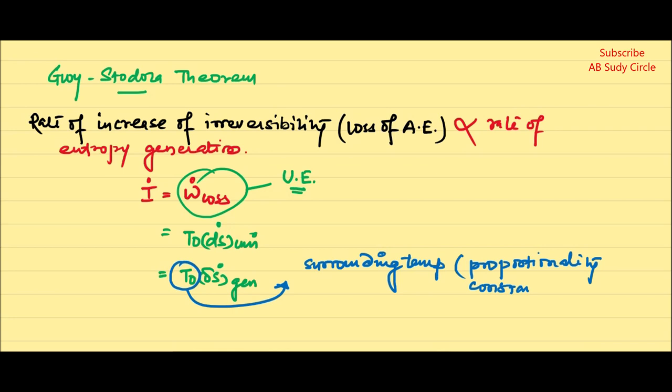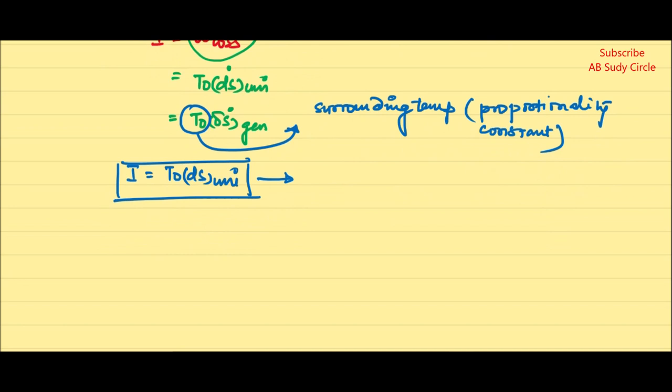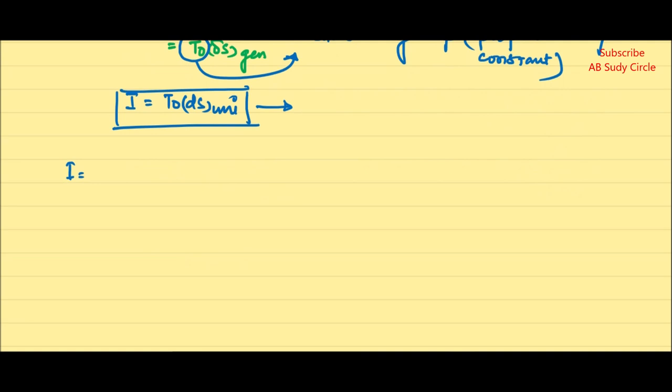Okay. Now, if we remove the rate form, we can say that I can be written as T0 ds universe. How we will get this? Let's see with the help of the concept of irreversibility, can we get it or not? What is irreversibility? Irreversibility is nothing but it is the difference between W max minus W actual. Okay. Or you can say that it is W loss. This is the loss of available energy.